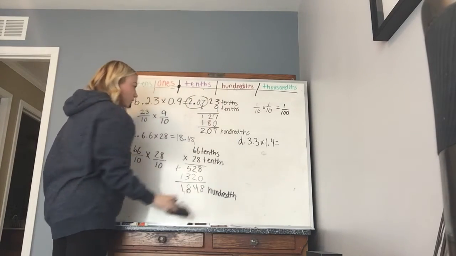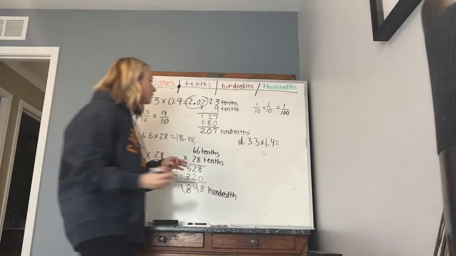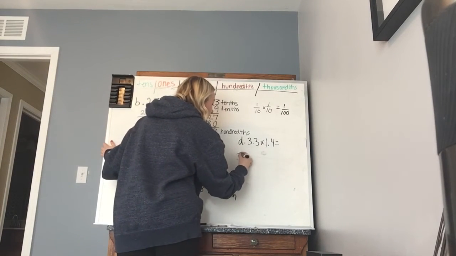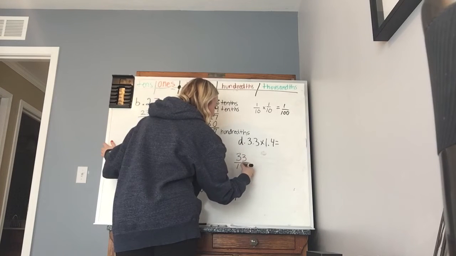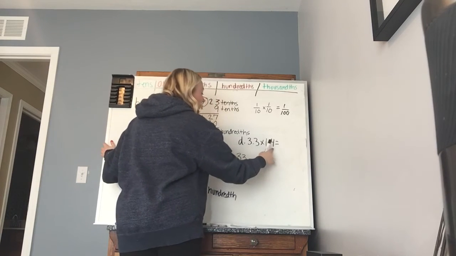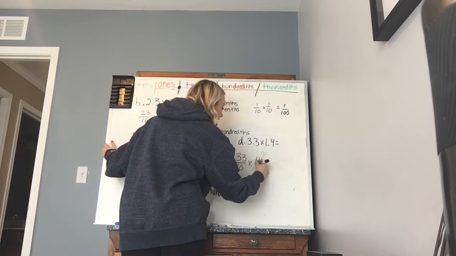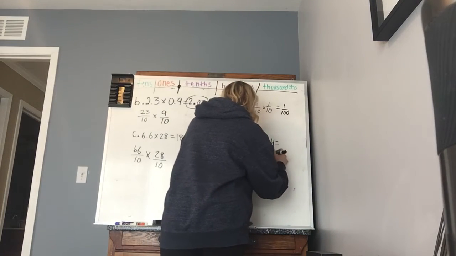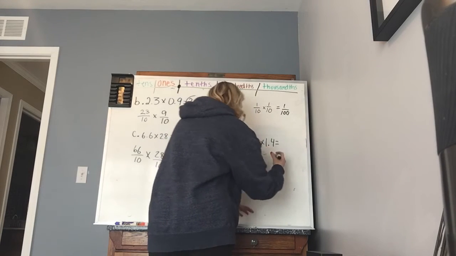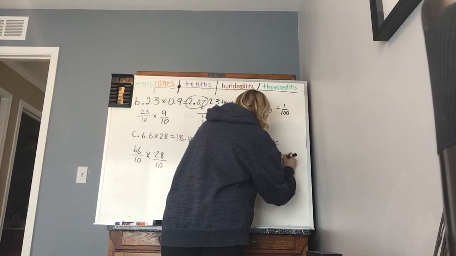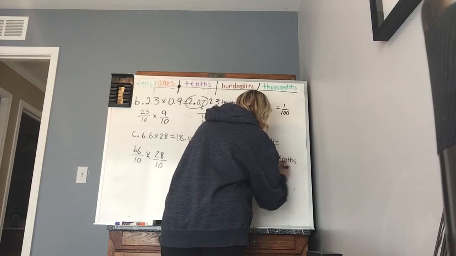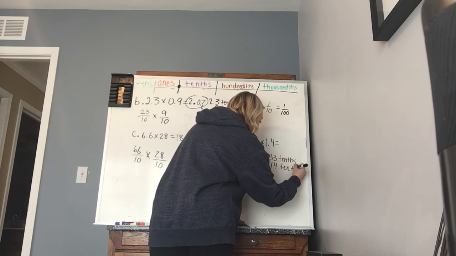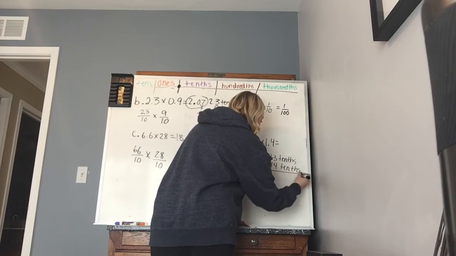All right, let's do another one really quick for practice. So 3.3 or 33 tenths times 1.4 or 14 tenths. So then I'm going to rewrite it over here. Sorry, I'm in the way. 33 tenths times 14 tenths. And maybe you guys can try this one by yourselves.